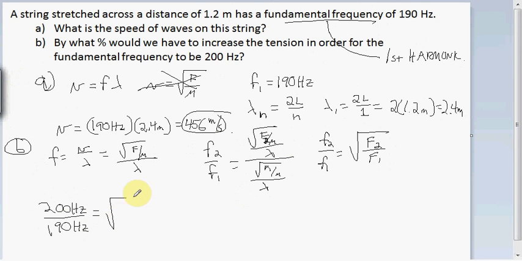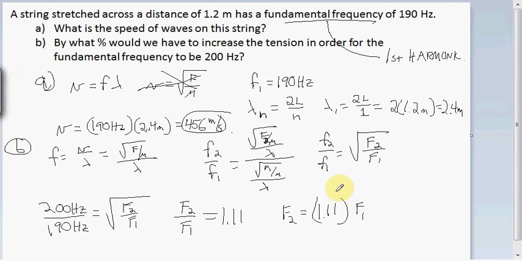That equals the square root of F2 over F1. If I square both sides of this, I get F2 over F1. When I take this ratio and I square it, I get 1.11. So F2 is equal to 1.11 times F1.